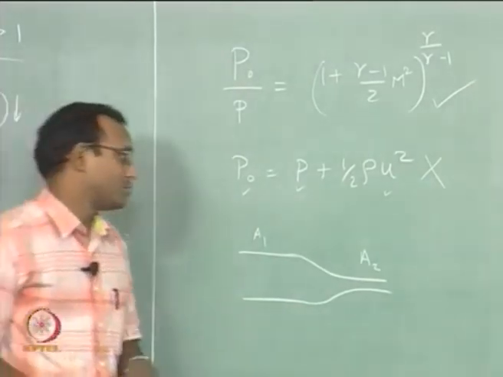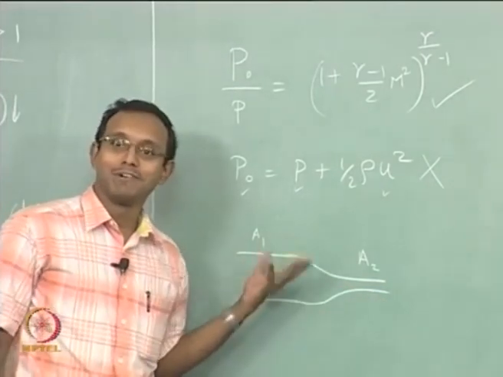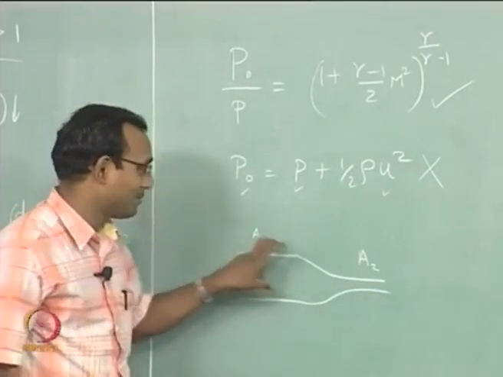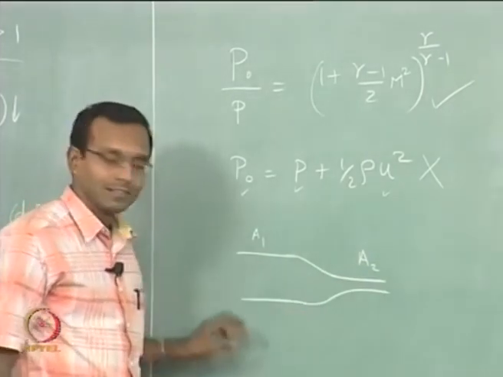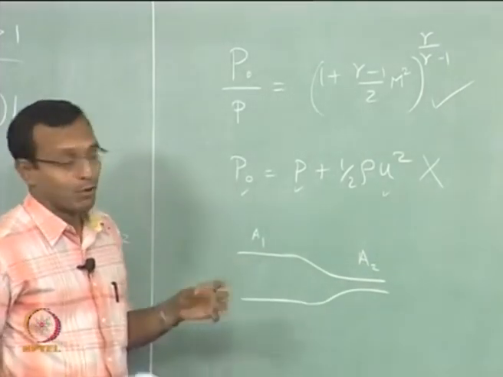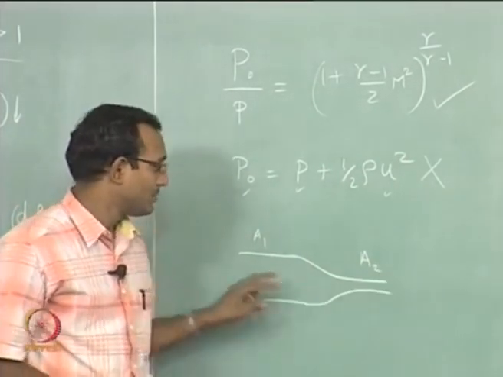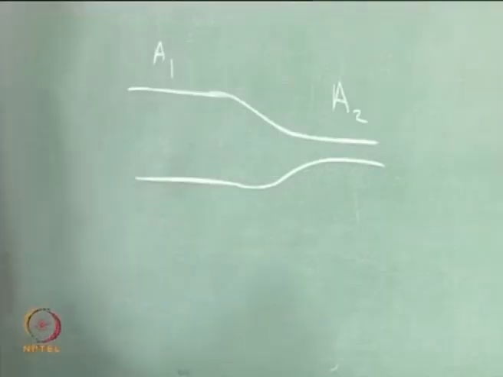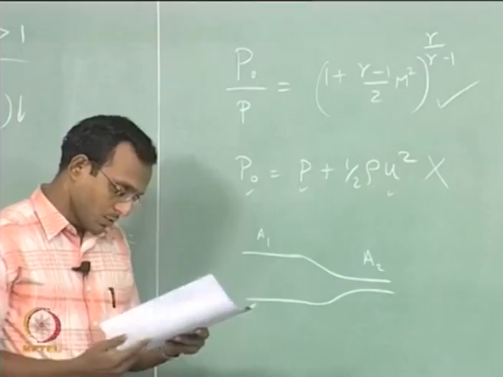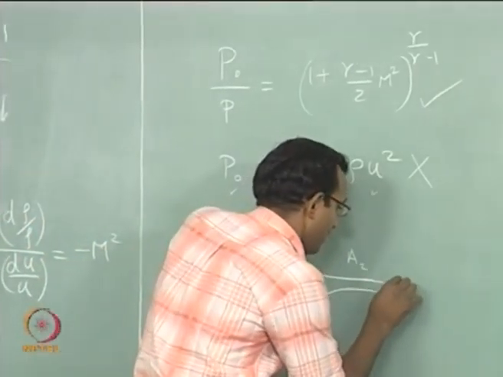What am I assuming? I am assuming that these are my stream tubes. Remember, we said 1D flow, quasi 1D flow, we can always use stream tubes as walls. So, we are going to use that. These are just stream tubes. Maybe my whole flow may be much bigger. We are looking at this particular portion of the flow, which has area A1 here and becomes area A2 here.